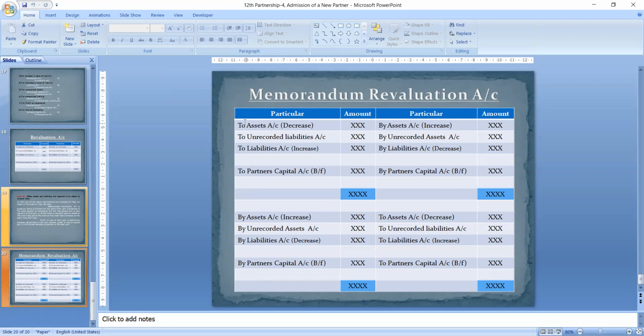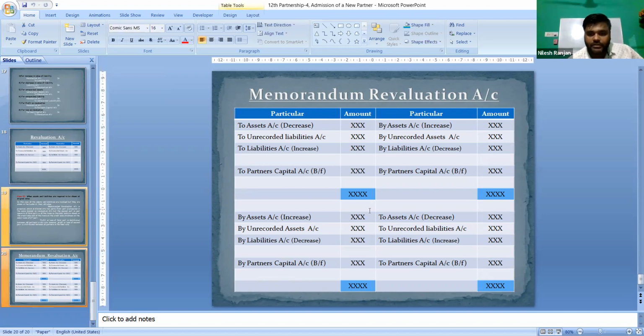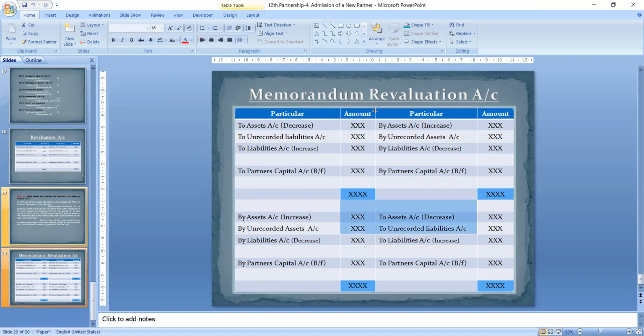So you can see here, two assets account decrease on the debit side in first part, and two assets decrease on the credit side in second part. Okay, so this is our second part, and this is our first part.